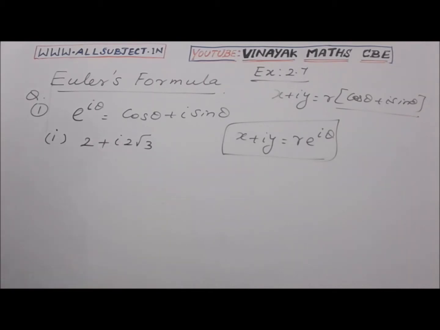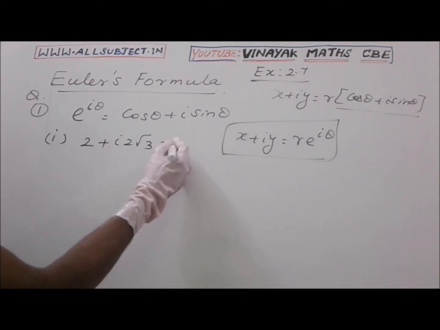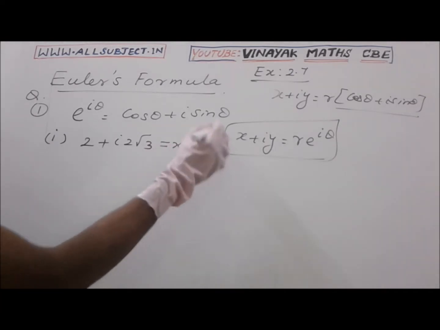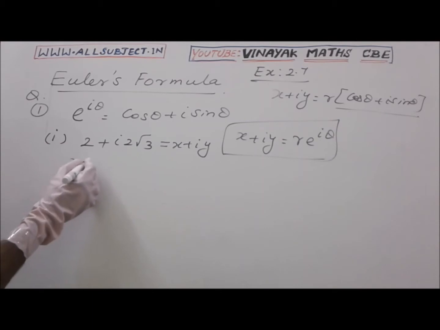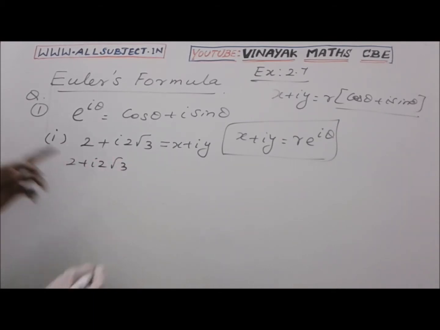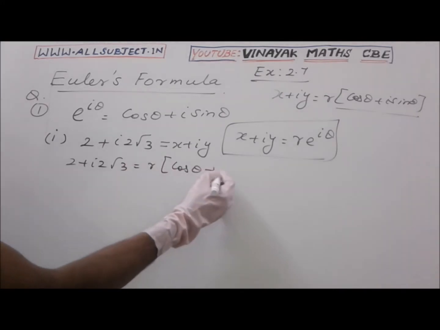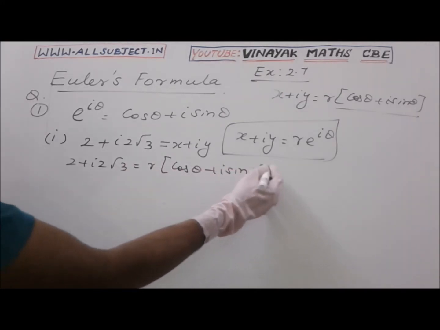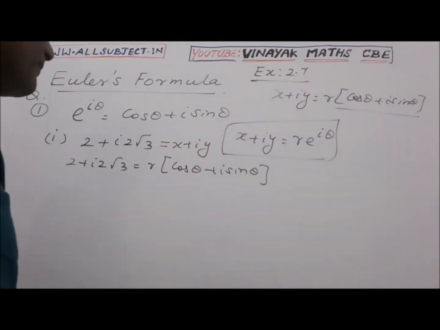Given 2 plus i 2 root 3 is a complex number, that is equal to x plus iy. Now the polar form of 2 plus i 2 root 3 is equal to r into cos theta plus i sin theta. I have written here, this is the polar form: r into cos theta plus i sin theta.